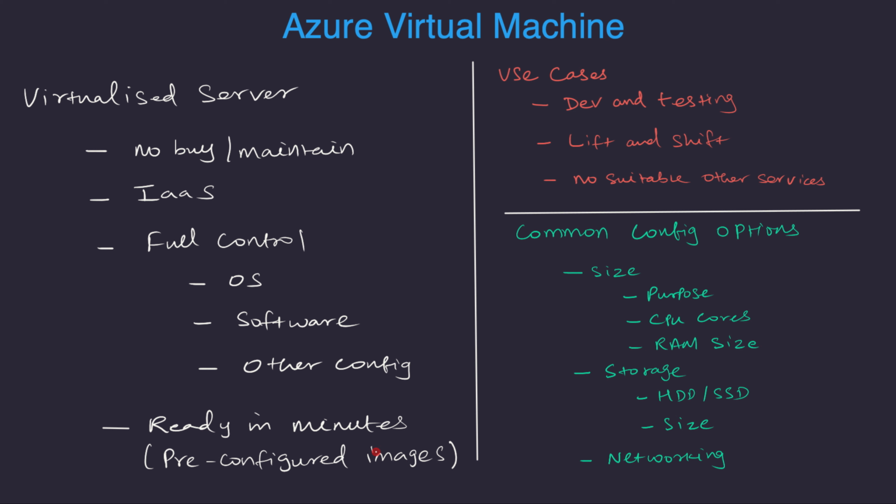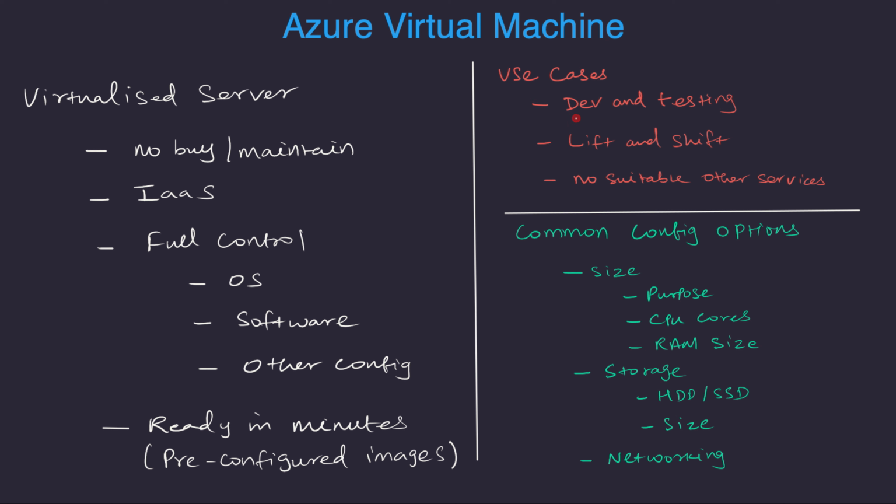Image is nothing but a template to create your virtual machine. Normally, an image can have an operating system and other software that you want to be installed in your virtual machine when it is provisioned. Let's now see some of the use cases for virtual machines.